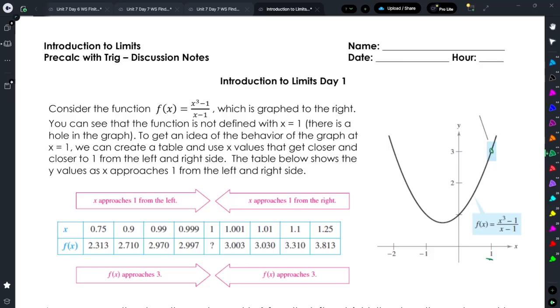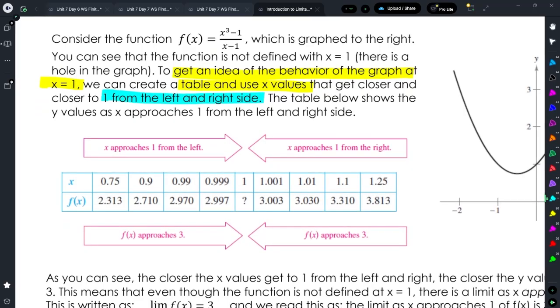To get that idea of what is happening as we get closer and closer to x equals 1, we can create a table of x values that get closer to 1 from the left and from the right side. So we have this table right here, and you see as the x values start below 1 and we get closer and closer to x equals 1, the y values are getting closer and closer to 3.